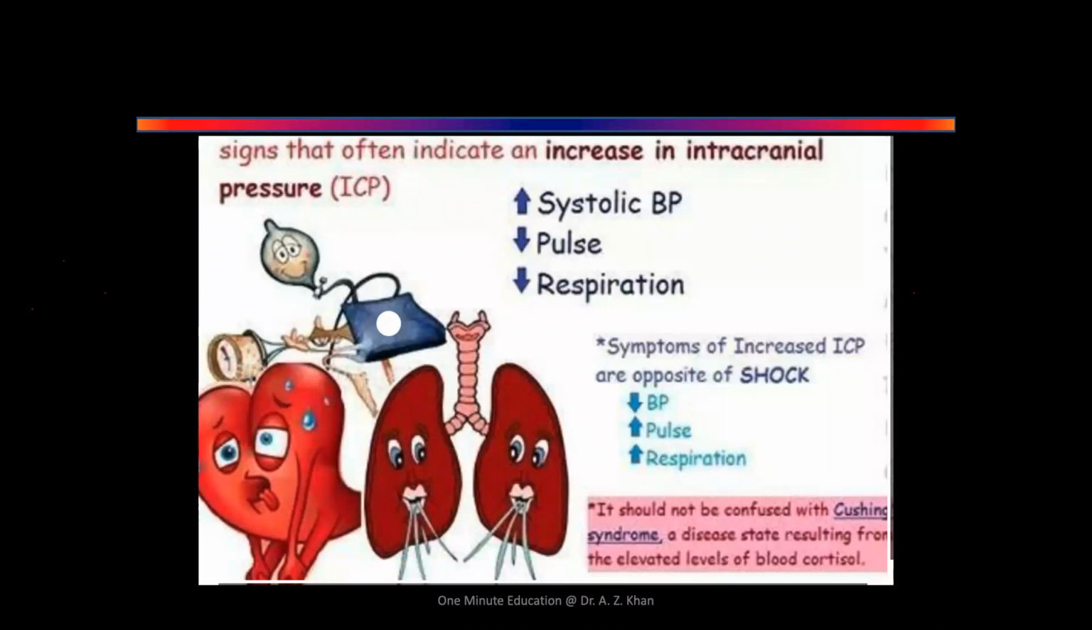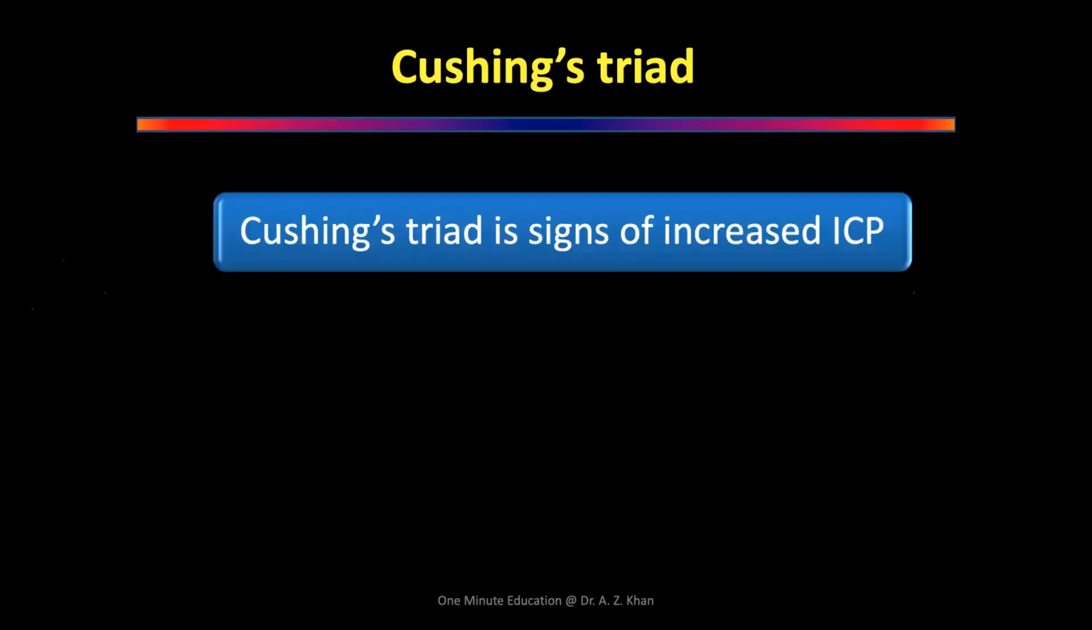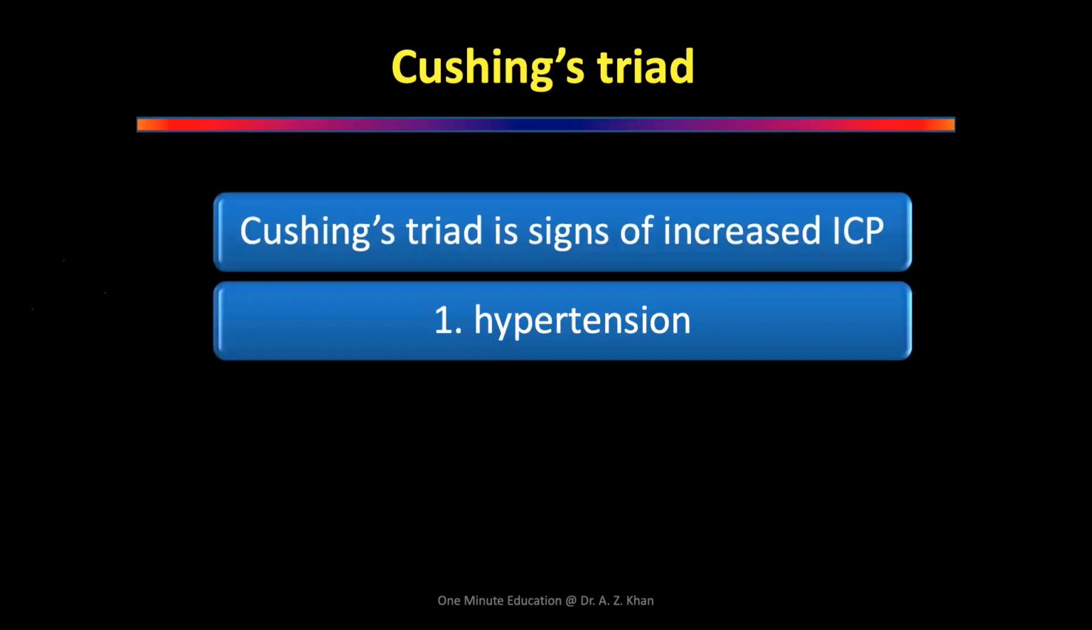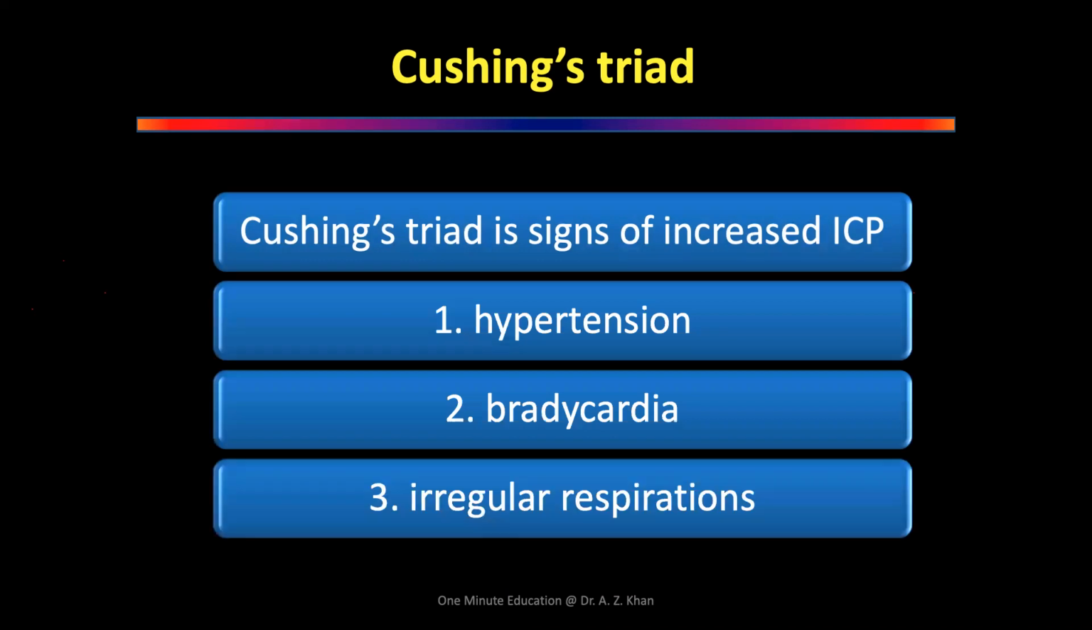It's a sign used to look for increase in intracranial pressure: rise of systolic blood pressure, decrease in the pulse, and decrease in the respiration. It's a sign telling you that ICP is raised. What is it called? Cushing's triad, okay? That's the name given to this. So Cushing's triad is a sign of increased ICP. 1 is hypertension, 2 is bradycardia, and 3 is irregular respiration. This sign is seen in the ICU when you have got raised ICP, okay?